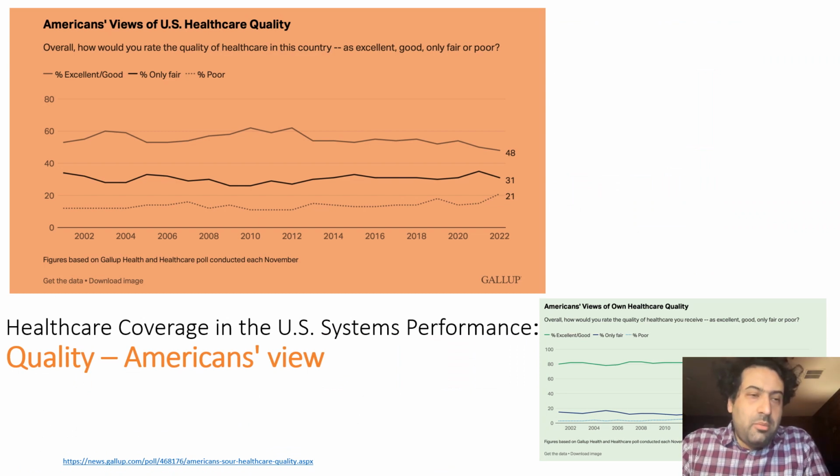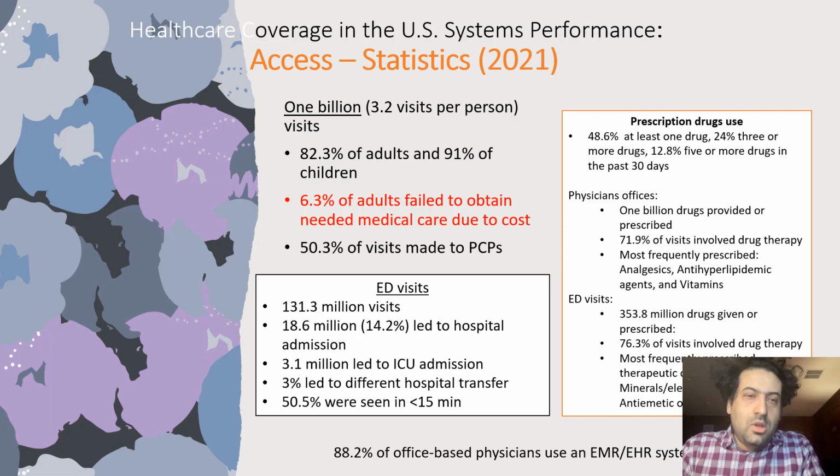Less than half of the Americans believe the quality of healthcare is excellent or good. However, and paradoxically, 72% believe that the quality of healthcare they receive is excellent or good. Regarding access to healthcare, still a significant number of adults fail to receive the care they need due to its cost. High number of emergency room visits reflect its function as a safety net.